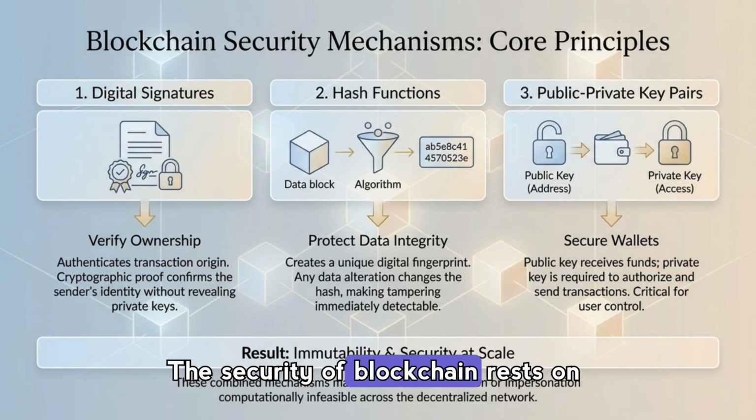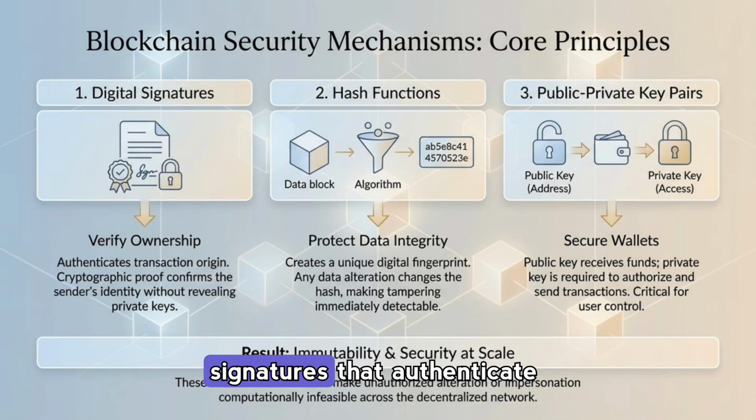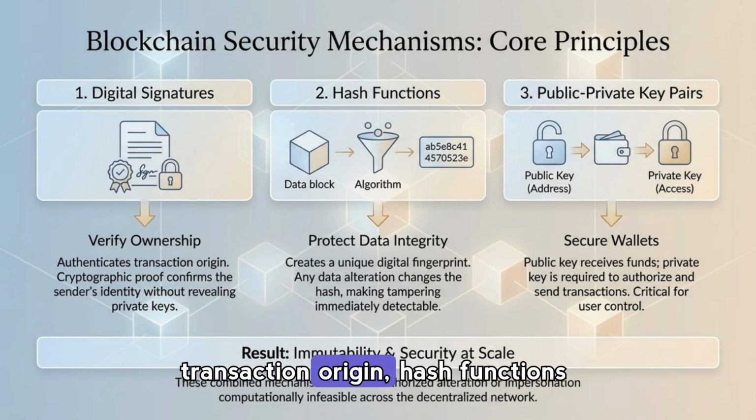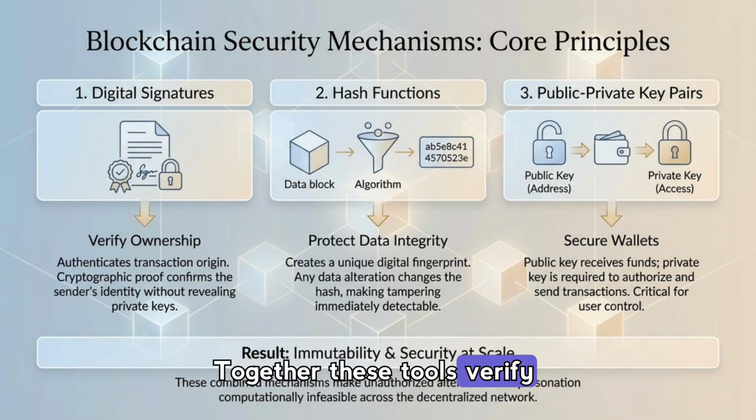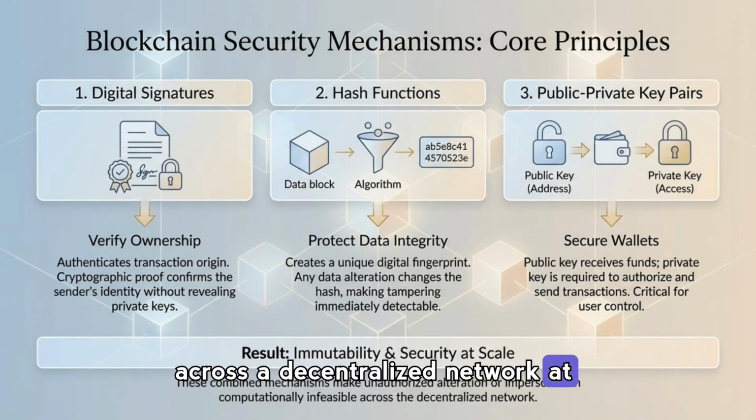The security of blockchain rests on three core principles: digital signatures that authenticate transaction origin, hash functions that create unique fingerprints for data, and public-private key pairs that secure wallets and access. Together, these tools verify ownership, detect tampering instantly, and enable users to control funds securely, producing immutability and robust protection across a decentralized network at scale.